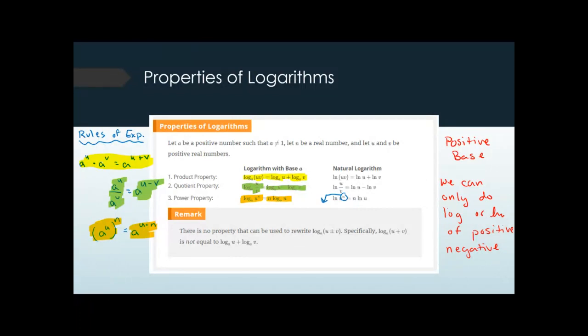And then there is no property if you have addition inside the log. You can't simplify that, so you just have to leave it as it is.